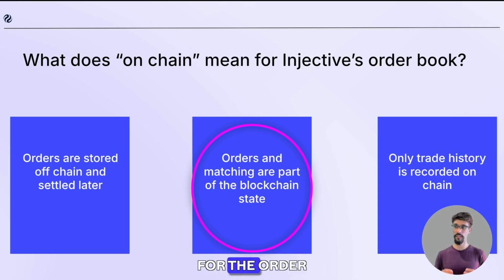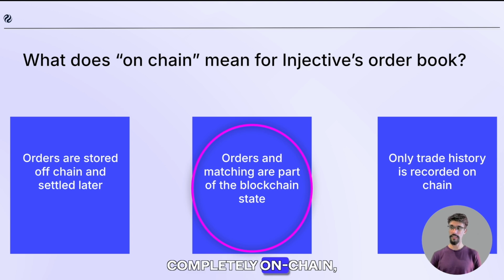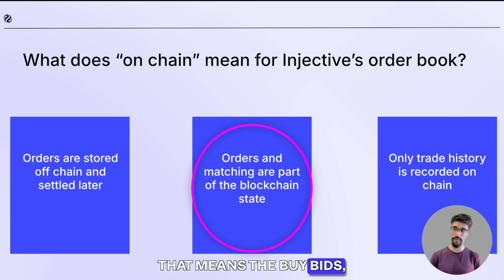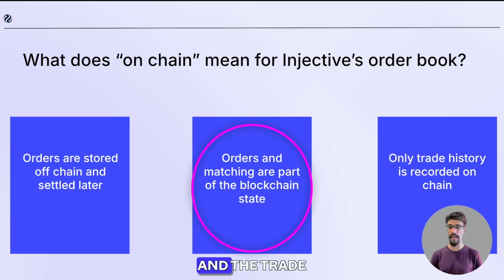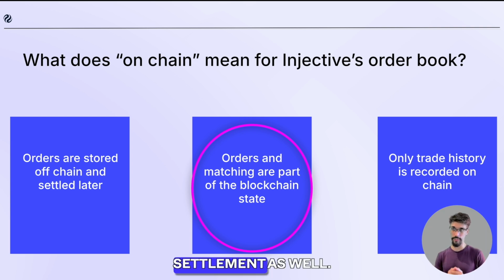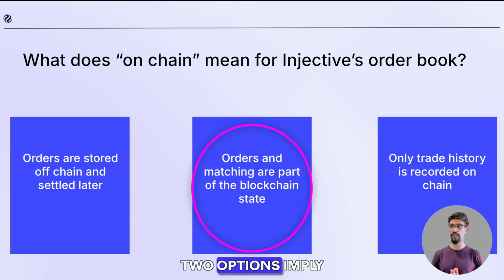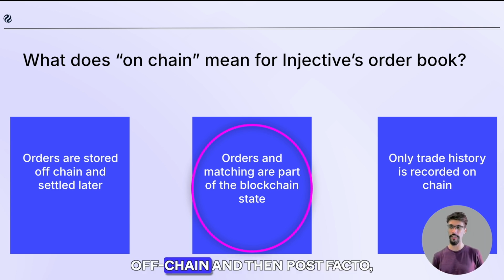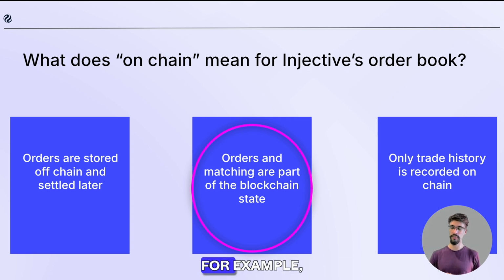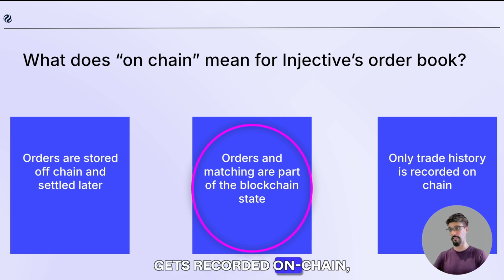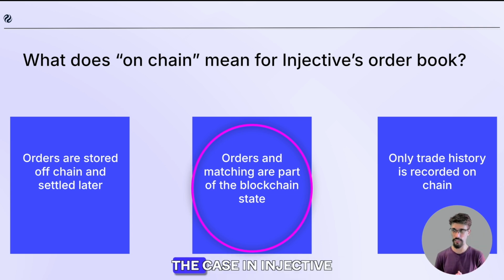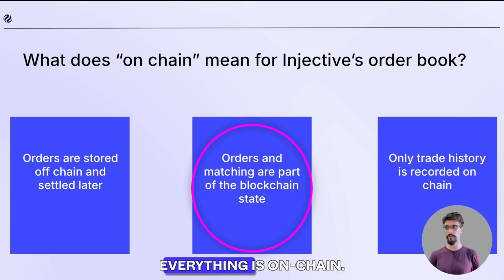So in order for the order book to be completely on-chain, that means the buy bids, the sell bids, which are the orders, and the trade settlement as well. Like everything is on-chain as mentioned earlier on. So the other two options imply that certain parts of this happen off-chain, and then post facto, for example, after the buy and sell bids are matched and the trade has occurred, that's when that gets recorded on chain, something like that, right? So that's not the case in Injective. That may be true for other blockchain networks, but in Injective, using the exchange module, everything is on chain.